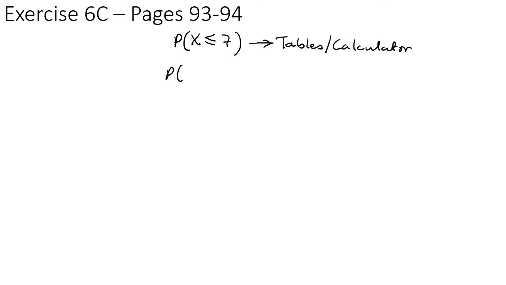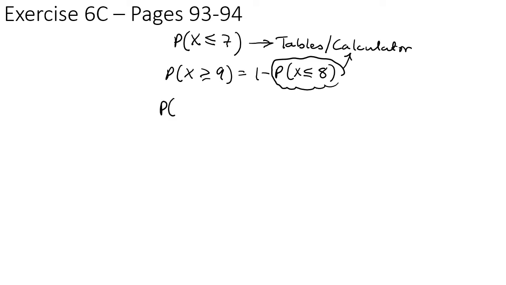You should now be able to do exercise 6C on pages 93 to 94, so it might be useful to recap things like this. I'm just going to make up some numbers. If I have something like that, then we can go straight to the tables or our calculator. If I had something like this, then that would be 1 minus the probability x is less than or equal to 8. Then we can use our calculators for this bit here, or tables, and do 1 minus that.